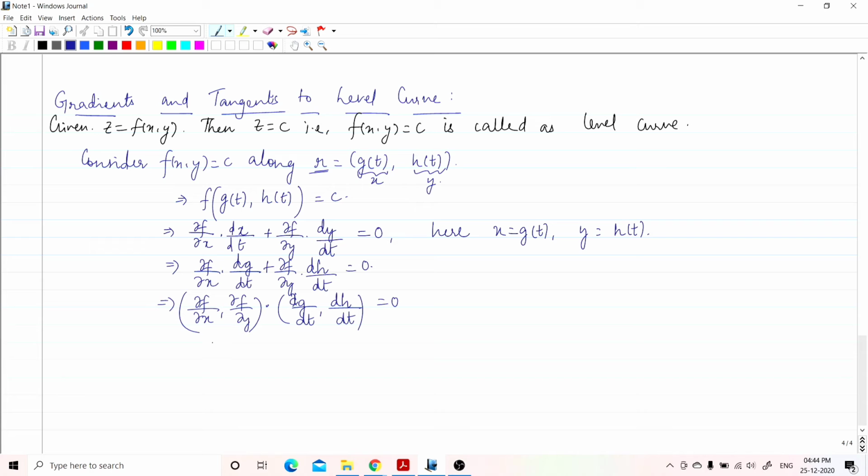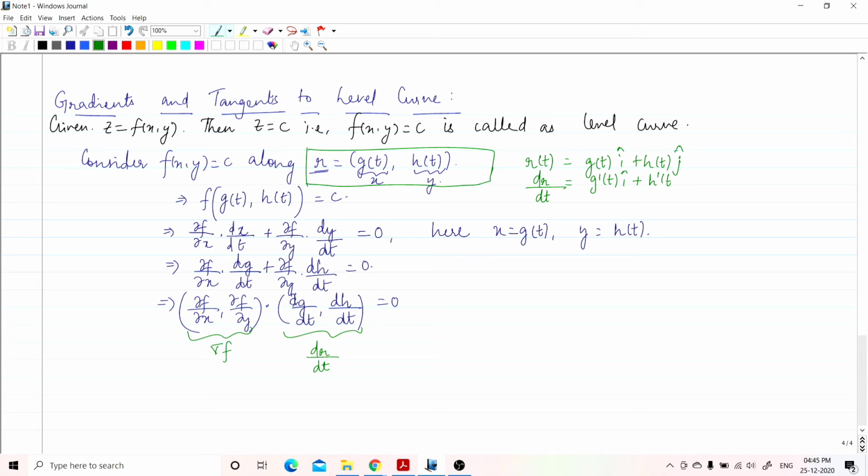Yes, sir. So here what you can do is write this as your gradient vector and this is your d r upon d t. Because if you notice here, r is a function of only t, that is, r of t is a curve that is written as g of t i cap plus h of t j cap. So this is a curve in two-dimensional space. So if you find d r upon d t, it is going to be g prime of t i vector plus h prime of t j vector.